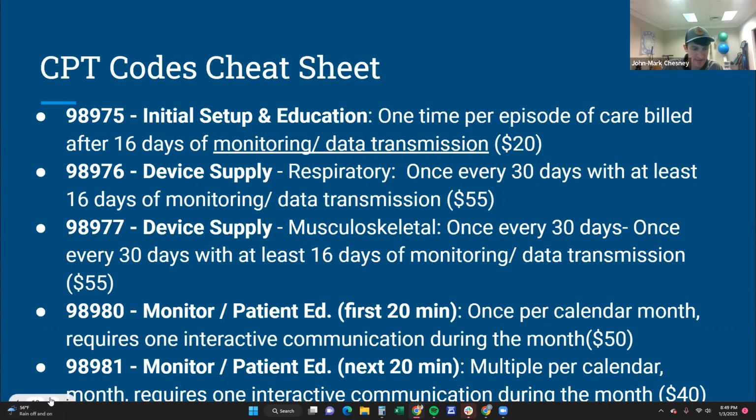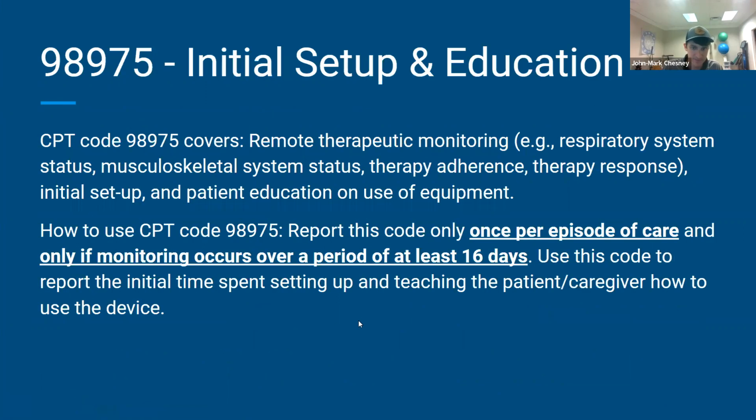All right, so then I have these broken down more specifically into each of the codes. So 98975 is the initial setup and education.